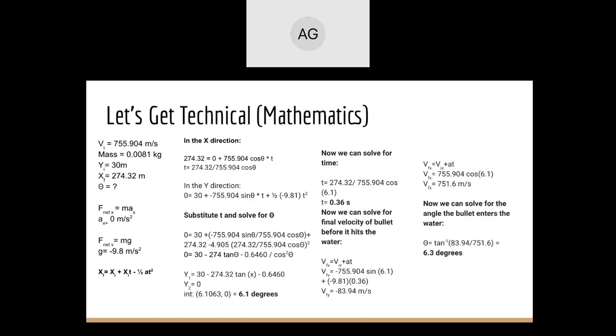And then by taking the inverse tangent of those two numbers, we were able to find the angle of the bullet as it is about to enter the water, which was 6.3 degrees.